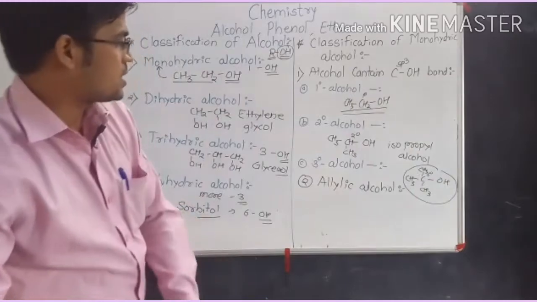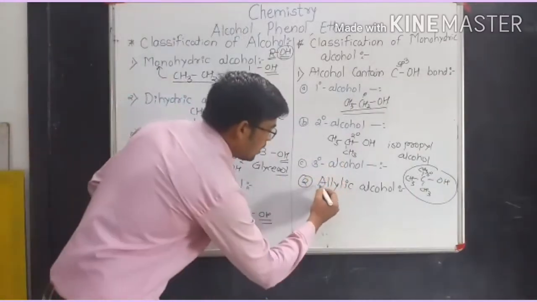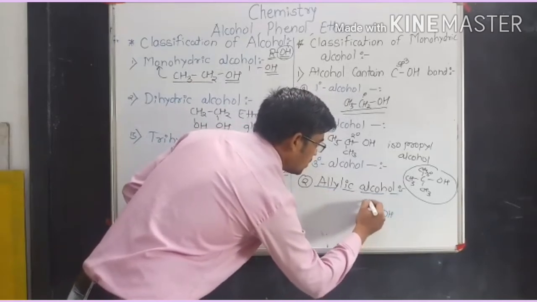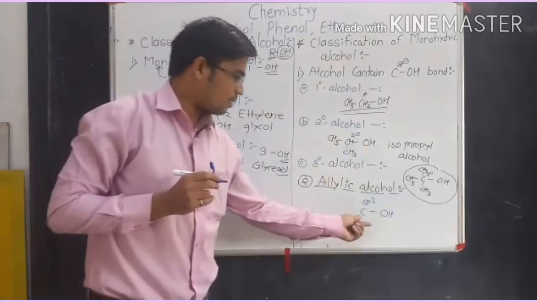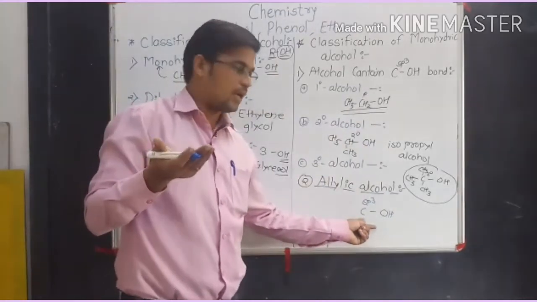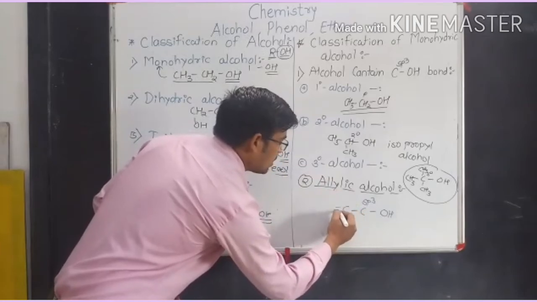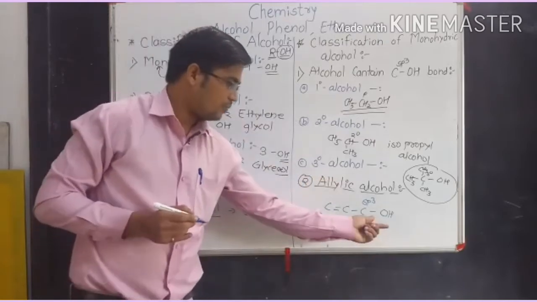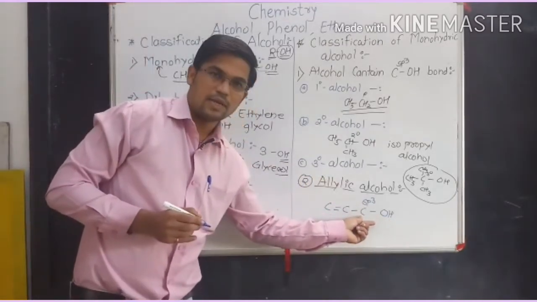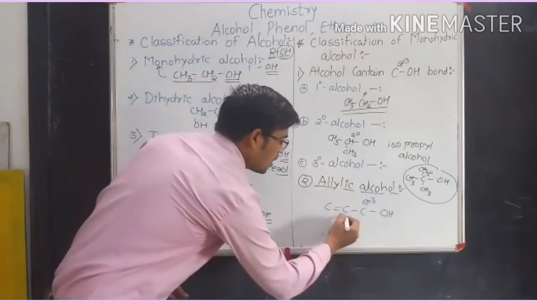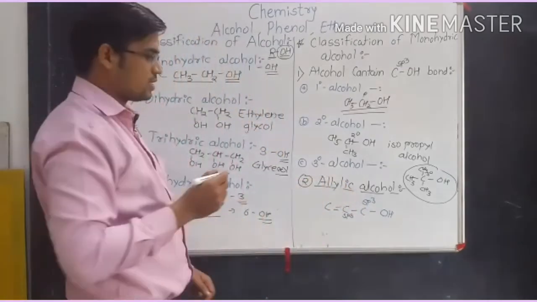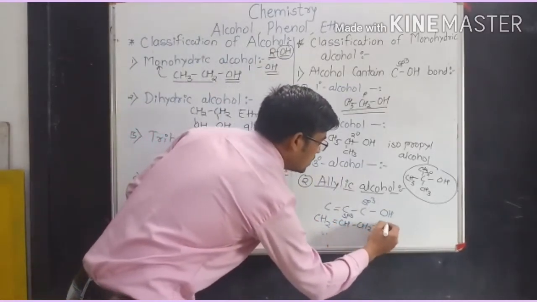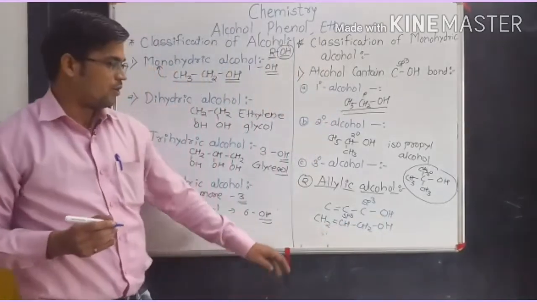The next classification of monohydric alcohol is allylic alcohol, in which the OH group is attached to an sp3 carbon atom. All of you know that when the carbon is sp3, it is attached to another carbon by a single bond, and here that carbon is attached to a carbon-carbon double bond. Also, we can define it as the OH group attached to an sp3 carbon atom which is attached to an sp2 carbon atom. Let us see the example: CH2=CH-CH2OH. This is an example of an allylic alcohol.